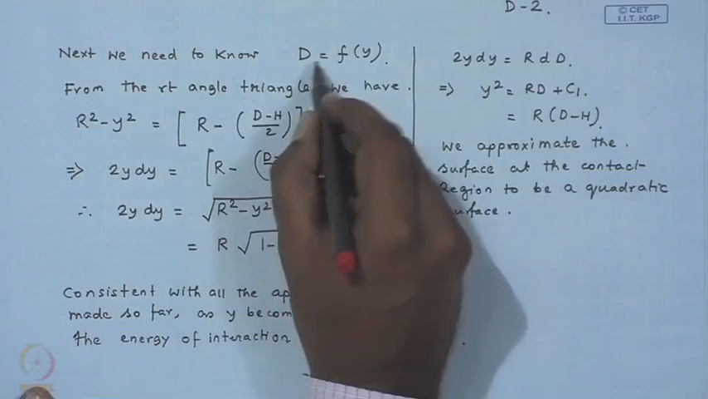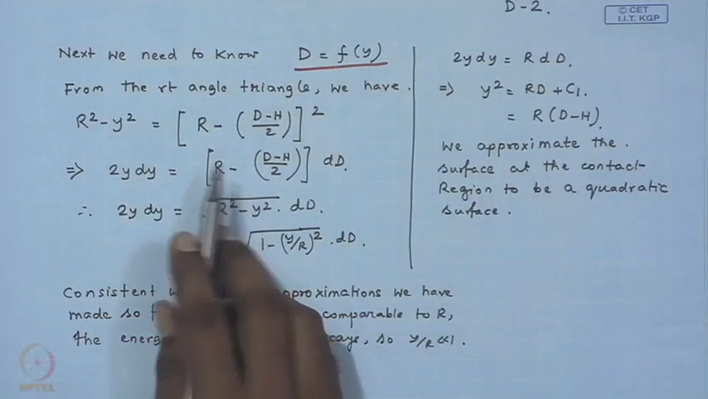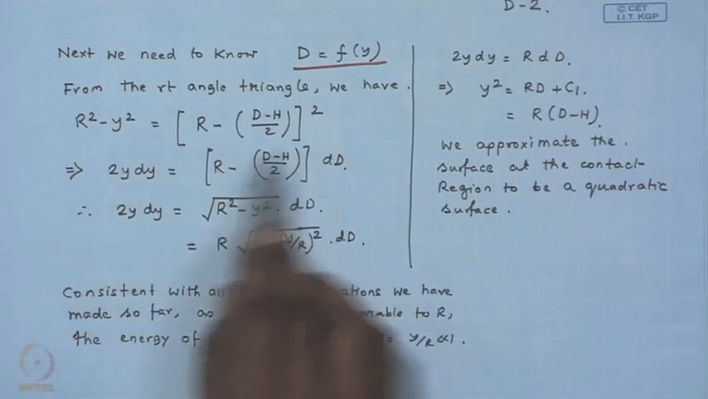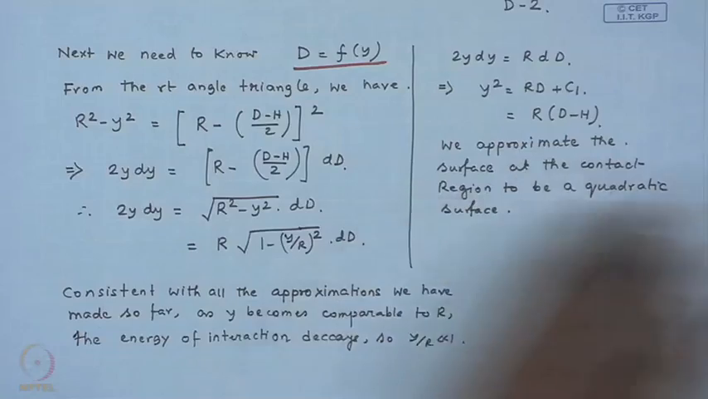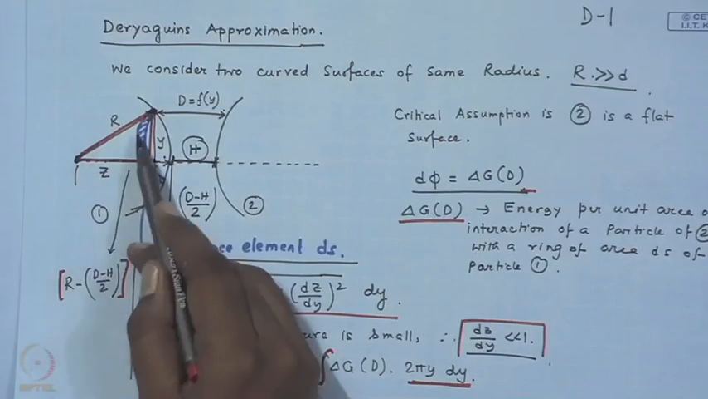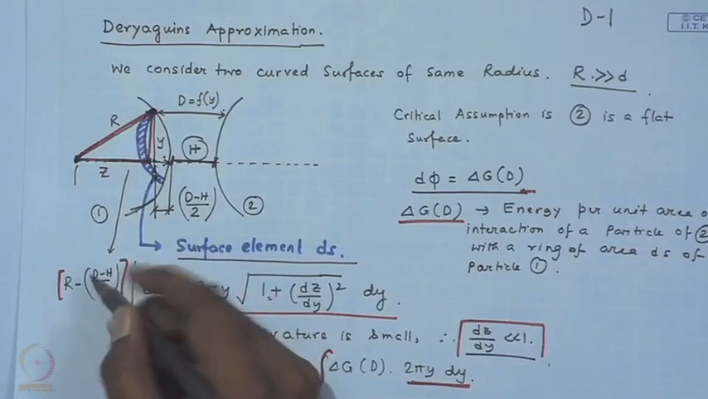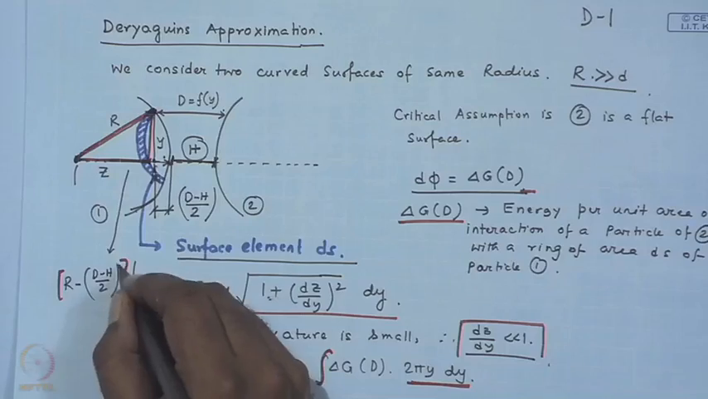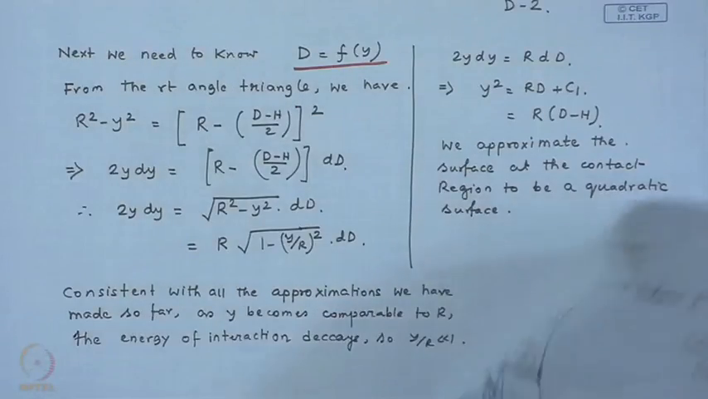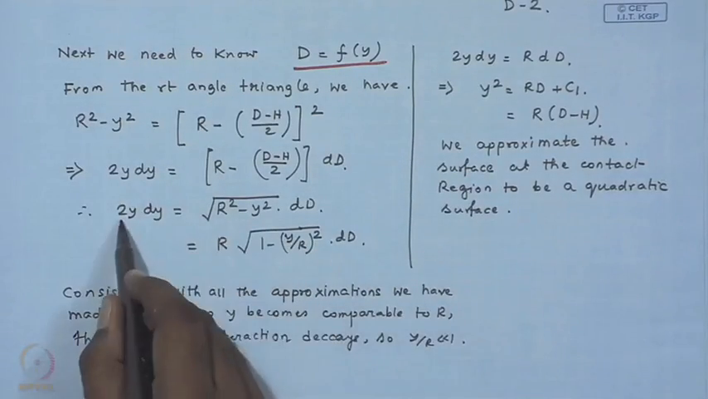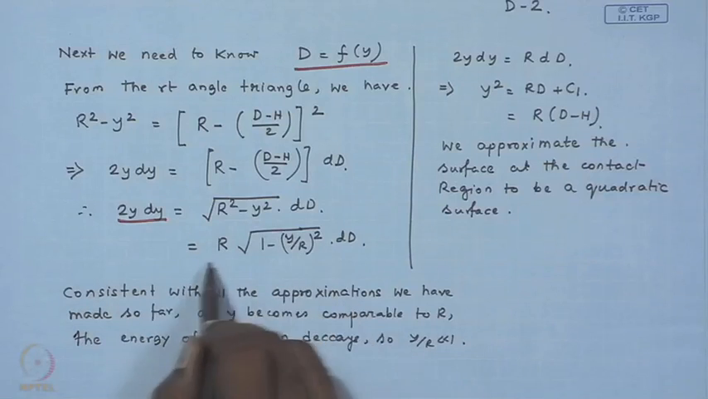And then we need to identify d as a function of y, and from the right angle triangle we find that, as we mentioned, we consider this right angle triangle where r square is equal to r minus d minus h by 2 whole square plus y square. That is exactly what we have written, and from that we get 2 y dy is equal to this particular expression.